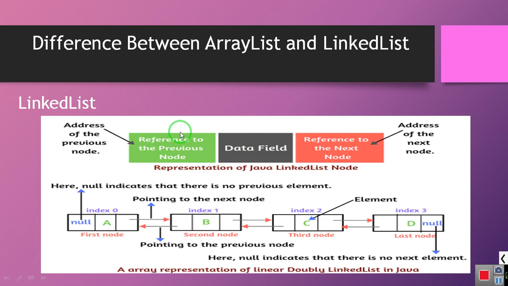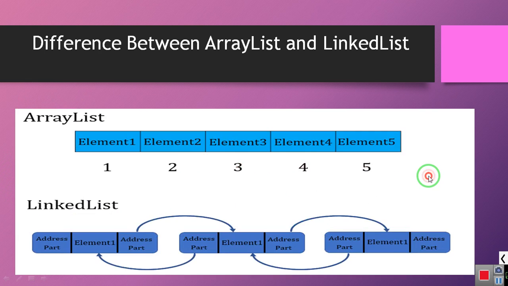Every element, every data field, has three fields. The middle shows the data field, the actual data, and the left-hand side and right-hand side show the nodes. Left shows the previous node and right shows the next node. So the complete list will look like this, with elements A, B and C, each pointing to each other, and this is the link. In this way a LinkedList is prepared internally.